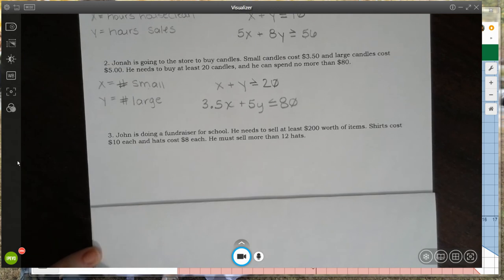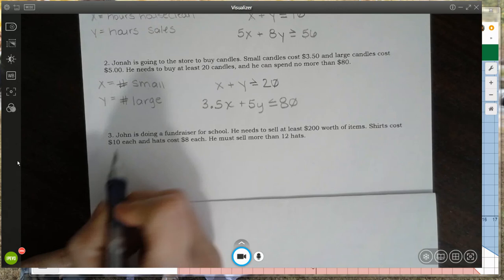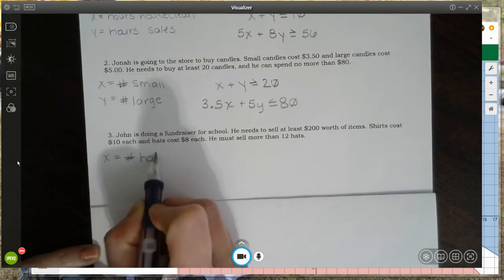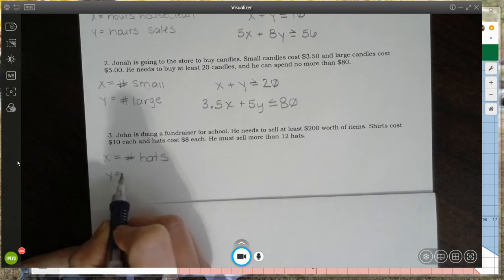So this one is a little bit trickier because I'm not going to have 2 inequalities. That's not true. I am going to have 2 inequalities, but I don't have a necessary definition for shirts. I only have a definition for hats. So we're going to look at what this one will look like on the graph. I'm going to make X the number of hats. I'm going to make Y the number of shirts.